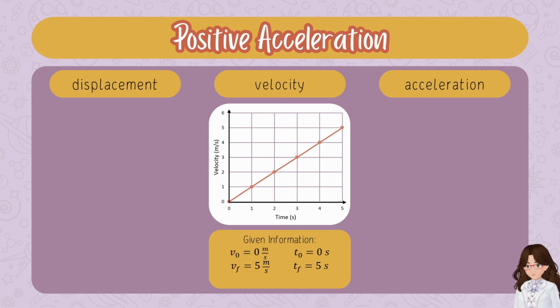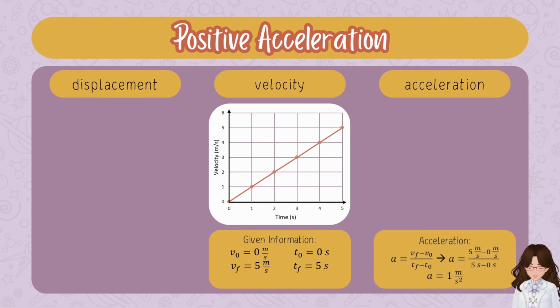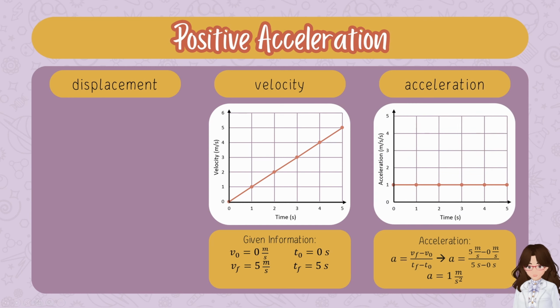Now let's get into some acceleration. In this case here, we can see that our velocity starts at 0 and it increases to 5 meters per second in 5 seconds. So in this case here, my first thing is to calculate acceleration, where I'm going to subtract the two velocities and divide by my 2 times, and that's going to produce an acceleration of positive 1 meters per second squared. Now, I can see that this right here makes that diagonal line.